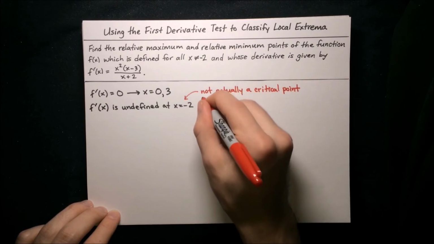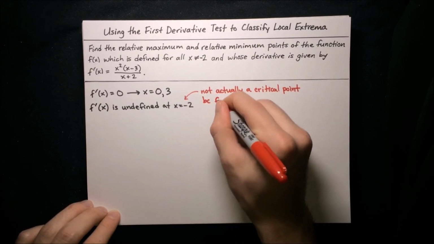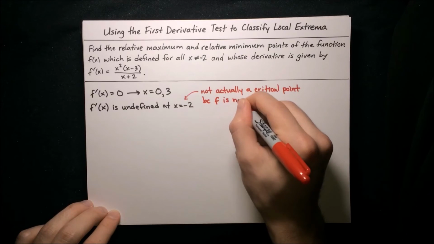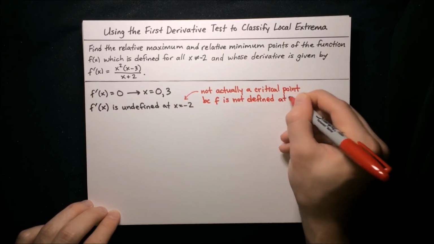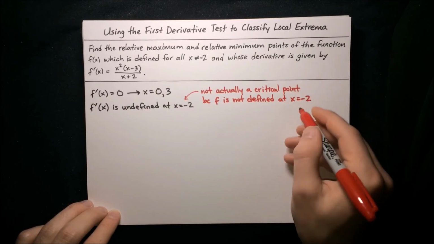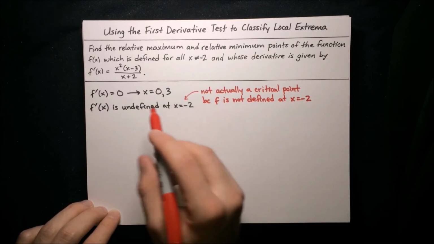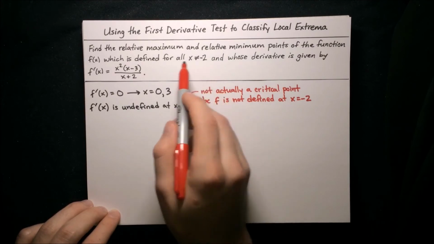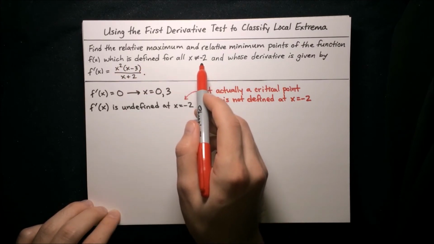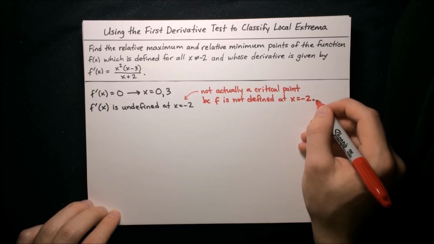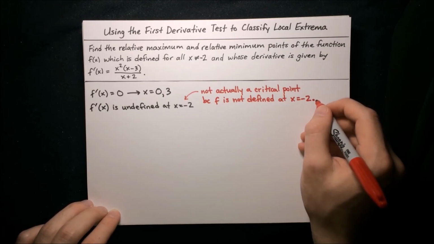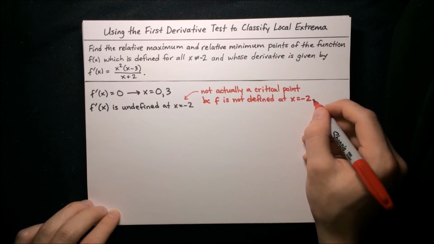And the reason for that is because the function f is not defined at x equals -2. The point's not even in the domain of the actual function f. And we're told that right over here. F is defined for all x not equal to -2. So although this is true, it's still possible that the derivative could change sign from the left of -2 to the right of -2. So we still need to include it in our calculations, even though it can't actually be a max or a min.